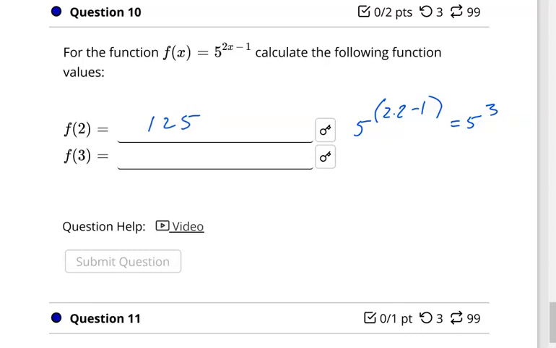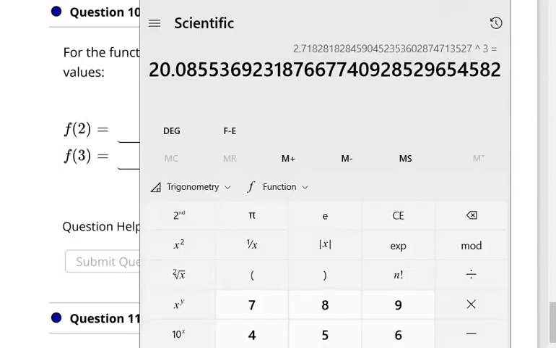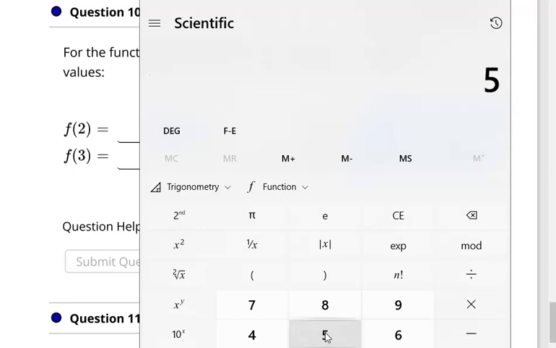Now if I'm increasing x by 1, oh, but I'm multiplying by 2, so let's put that in there. 5 to the 2 times 3 minus 1 equals 5 to the 5th. Now that one I'm not quite ready to do in my head, so I'll do it in my calculator. I'll do 5, x to the 5th, enter. 31.25.